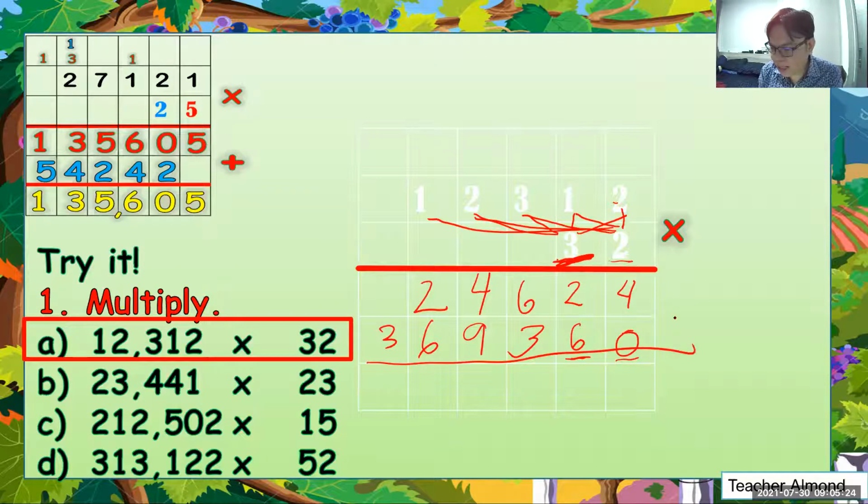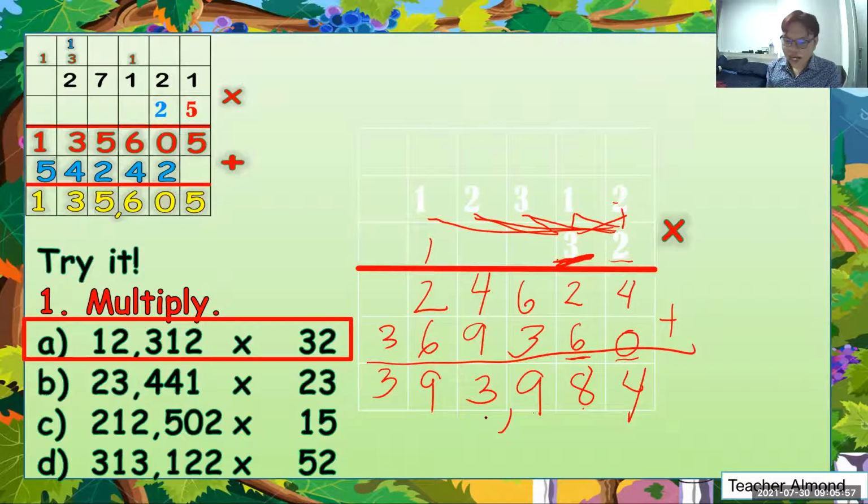Then add them up. You have 4 plus 0 equals 4. 6 plus 2 equals 8. 6 plus 3 equals 9. 9 plus 4 equals 13. But you cannot write 13 here. So write 3, add 1 here. 6 plus 2, 8 plus 1, 9. And 3 plus 0, that's 3. Then divide the number into 3. 1, 2, 3, put comma here. Now, next, letter B.